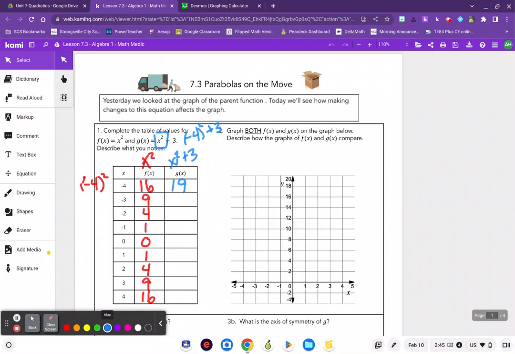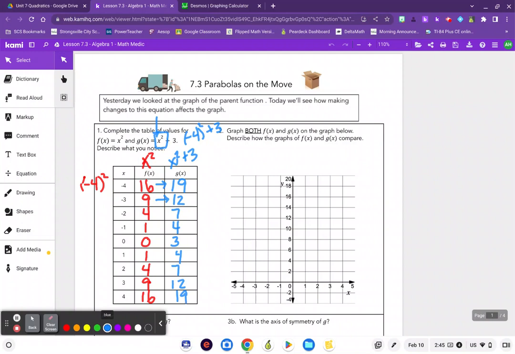In fact, I would do the same thing for -3, right? If I put -3 in for x, I get -3 squared, 9, plus 3 is 12. And what I notice is I'm just taking these outputs from the parent function, and I just end up adding 3 to each of those. So 4 plus 3 is 7, and 1 plus 3 is 4, and 0 plus 3 is 3. So I get 4, 7, 12, and 19.